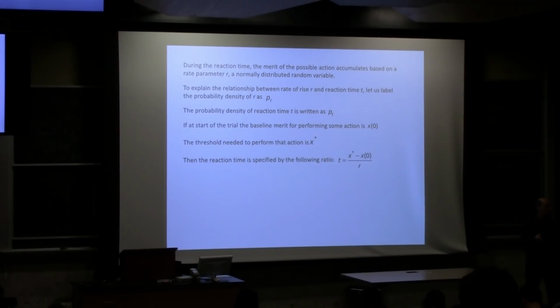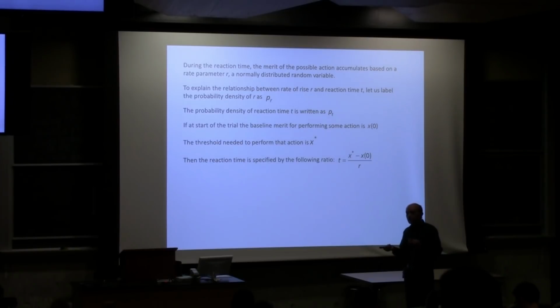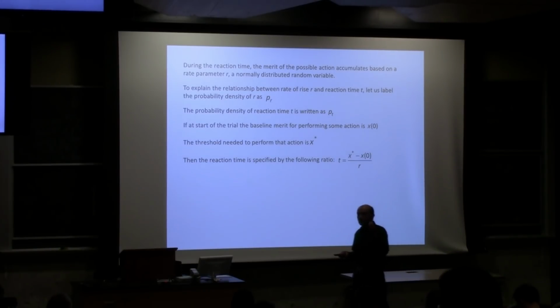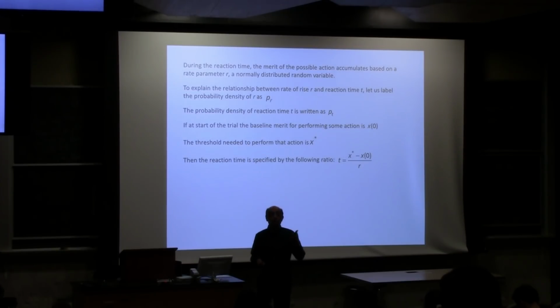But here's the interesting part. T is a random variable. R is a random variable. What we want to know is what's the distribution of t given the distribution of r. What's the relationship between the distribution of the reaction time and the distribution of this variable r?